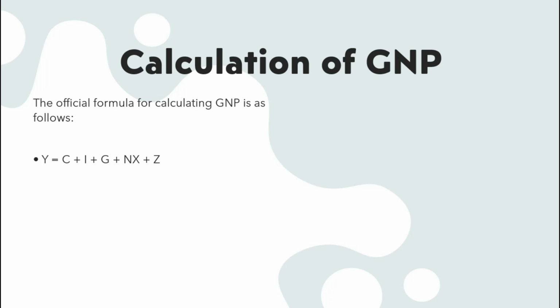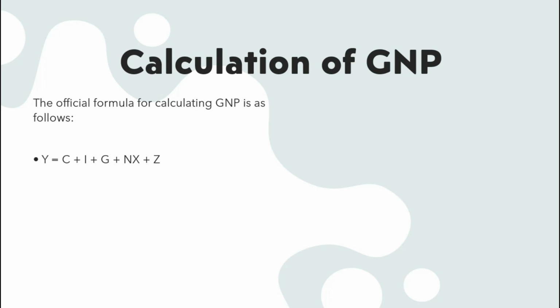Actually, class, there is an alternative formula so it is easier to remember. Alternatively, the gross national product can also be calculated using the first formula we use for the GDP, which we call the expenditure approach. Okay? So, this is the alternative.